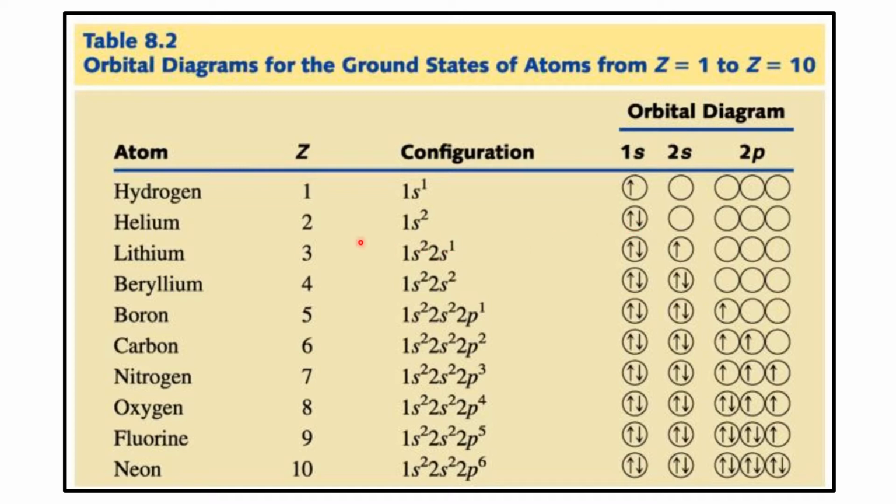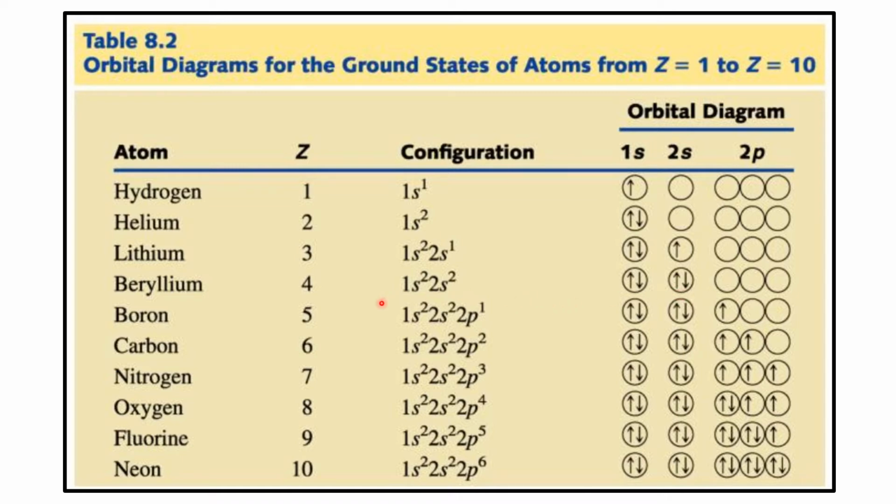The next is lithium, whose atomic number is 3. And its electronic configuration is 1s2, 2s1. So here you can see that there are two electrons in 1s and one electron in the 2s orbital. The next, beryllium, atomic number 4, electronic configuration 1s2, 2s2. So here two electrons in 1s and the other two electrons in the 2s orbital.